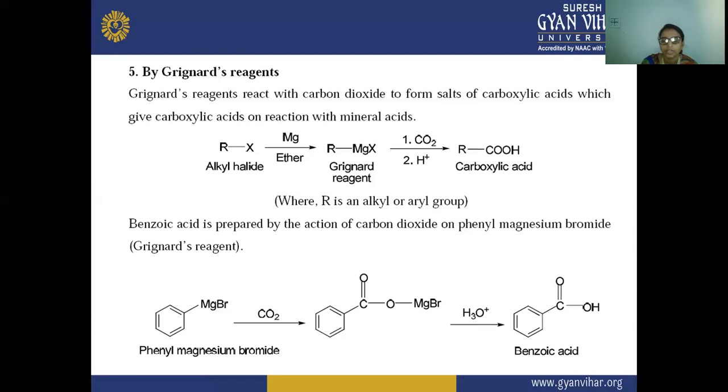Benzoic acid: here we are preparing this aromatic carboxylic acid, that is your benzoic acid, and the benzoic acid is prepared by the action of carbon dioxide with the phenyl magnesium bromide. So here the whole reaction is given. The phenyl magnesium bromide is reacted with the CO2, and there is a formation of this intermediate, and by the acid hydrolysis benzoic acid is formed.